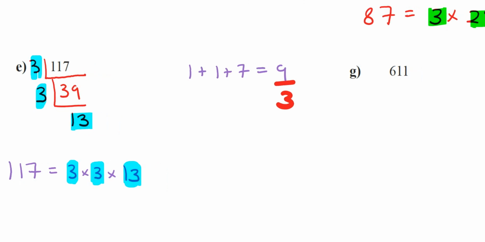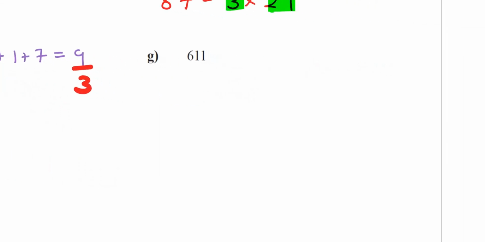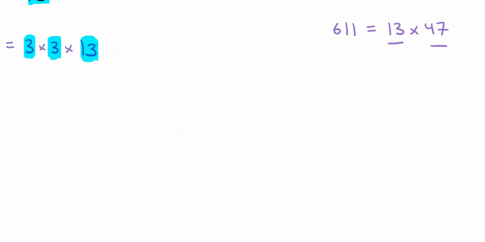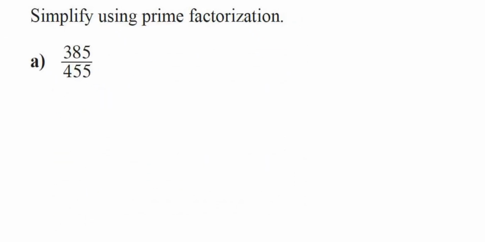Okay, let's move on to the next one here. 611. For this one I can't use any little tricks, and I did this question in advance, and I know that 13 will divide into 611, and that happens 47 times. So this one's kind of like a calculator type problem. So what I've just established is that 611 is the same thing as 13 times 47, and both 13 and 47 are prime numbers. Okay, so that's it for question number 6. Let's move on to question number 7.